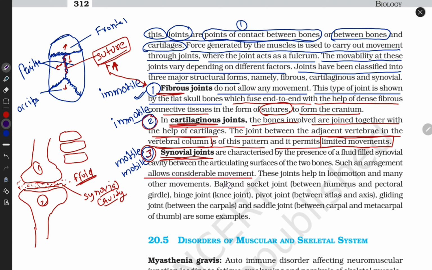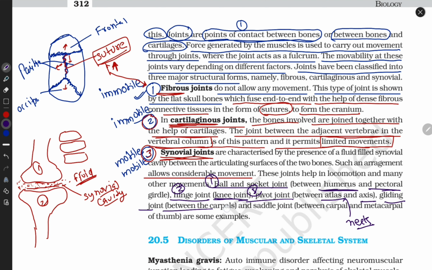First is the ball and socket joint, present between the humerus and pectoral girdle. We can move our shoulder, fold, rotate, we do style, we can dance with this. Second is the hinge joint, present in our knee. We can move our knee, close and open. Third is the pivot joint, present between atlas and axis. We can rotate our neck like an owl.